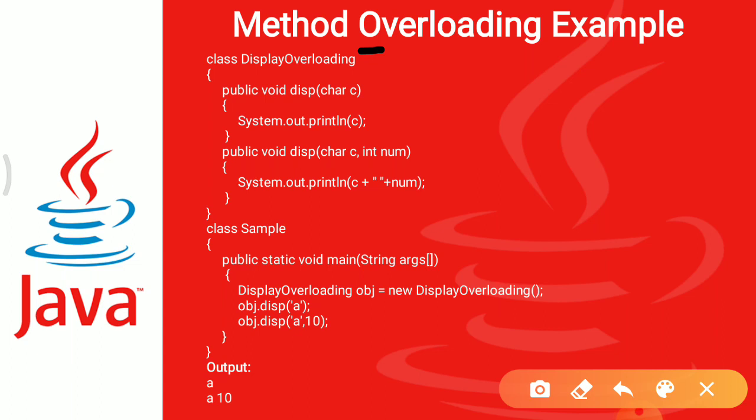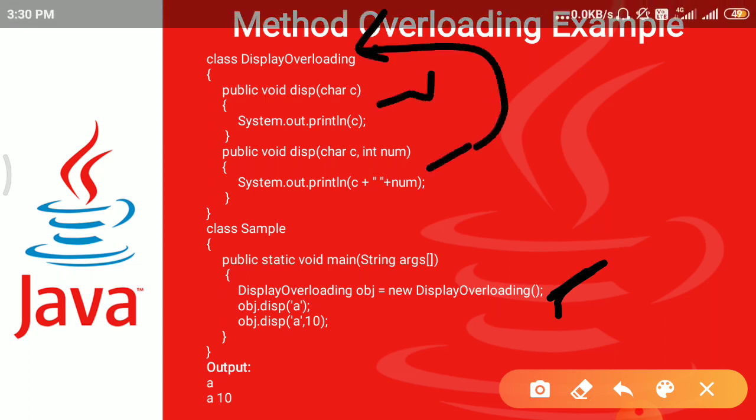Then we write a class sample with a main function, and in it we create an object. Of which class? The class that contains the methods, display and display. So we create an object: display overriding obj = new display overriding. The object name is obj.